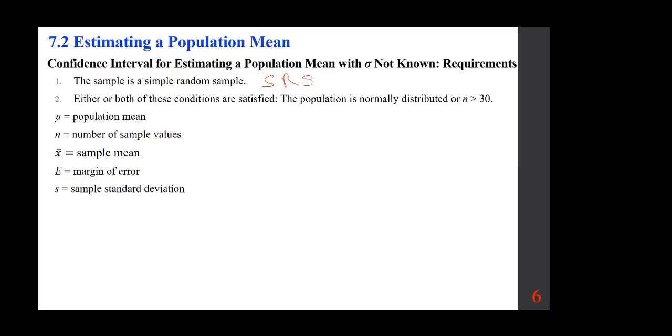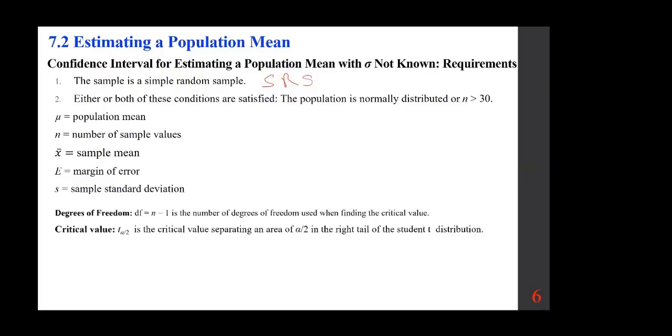Mu is the population mean. n is the number of sample values, just the sample size or data. X bar is the sample mean. E is the margin of error, and s is the sample standard deviation. Now, we use df, degrees of freedom, n-1, as the number of degrees of freedom used when finding the critical value. Instead of z alpha over 2, we use t alpha over 2 when sigma is missing, separating an area of alpha over 2 in each tail, right and left. That is to use the student t distribution, or simply put, the t distribution.